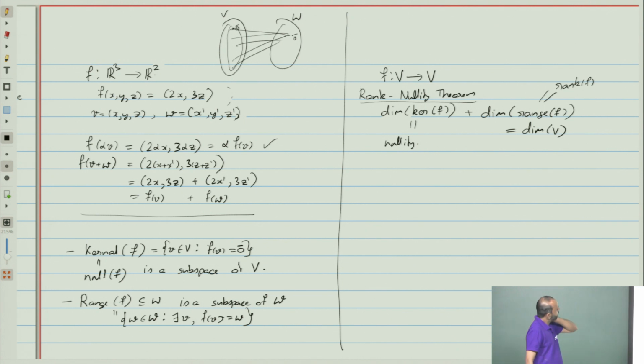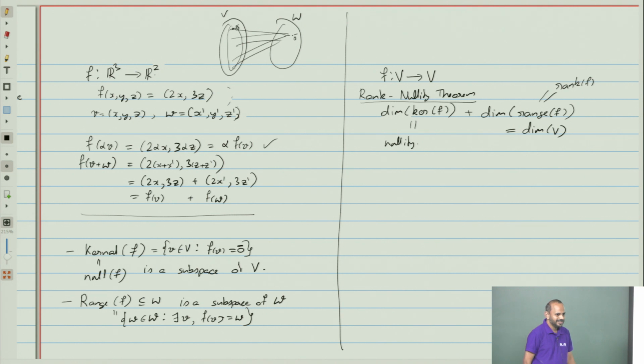Now what is the kernel? The range is basically all of R2 itself. The dimension of the range is 2. And what is the dimension of the kernel? 1. What is the kernel? Can you think like the z coordinate is mapping to 0 only? Let us understand what the kernel of the function is. Can you tell me what the kernel of the function is?